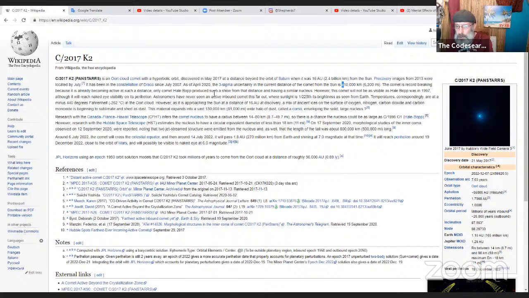Only comet Hale-Bopp produced such a show from the distance, having a similar nucleus. However, this comet will not be as visible as Hale-Bopp was in 1997, which was pretty bright in the sky. Although it will reach naked eye visibility at its perihelion, astronomers have never seen an active inbound comet this far out. Okay, this Wikipedia entry was written a while back, so I think some opinions have changed about how bright this is going to be when it makes its appearance. So let's see.